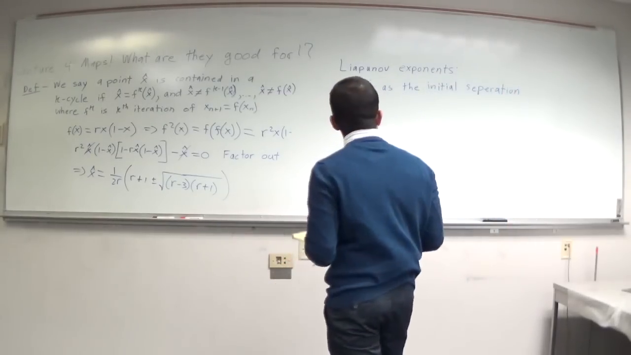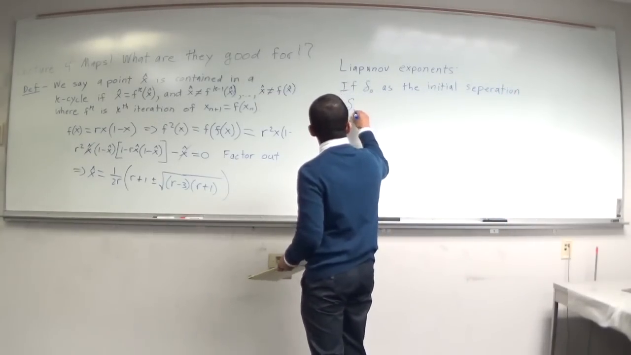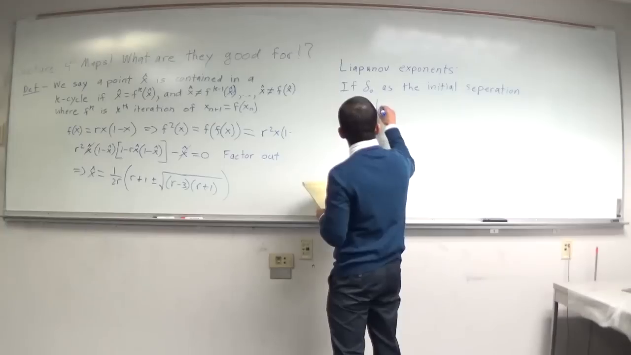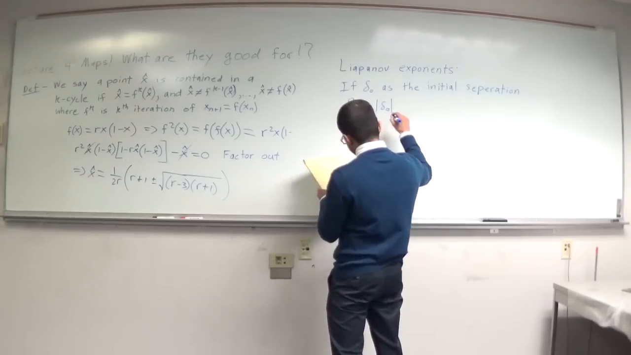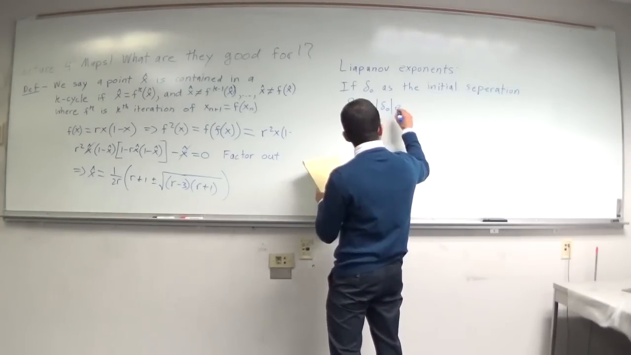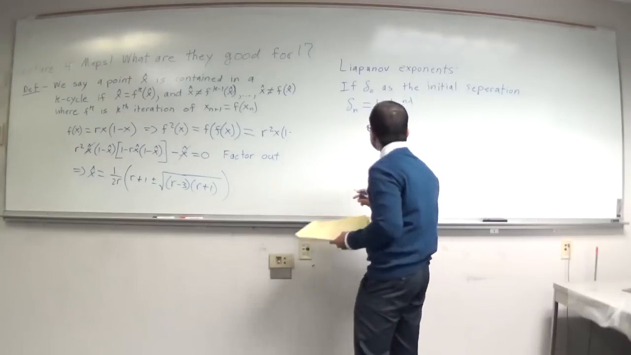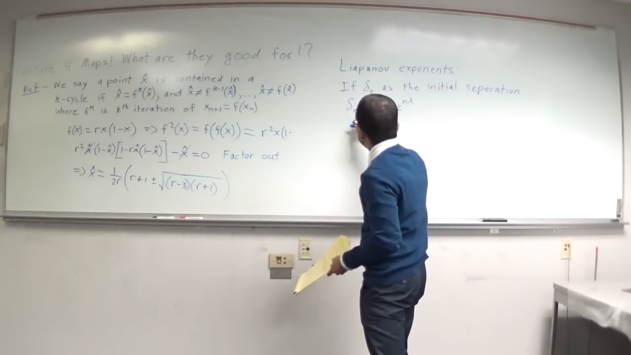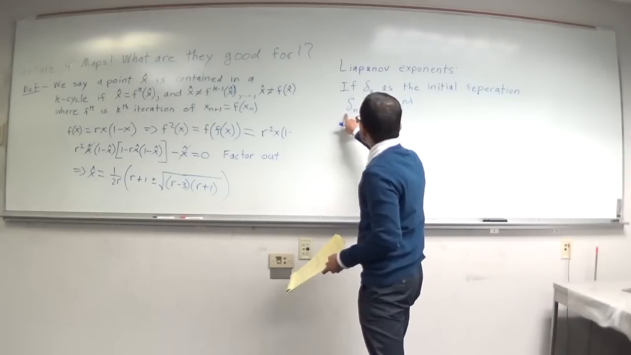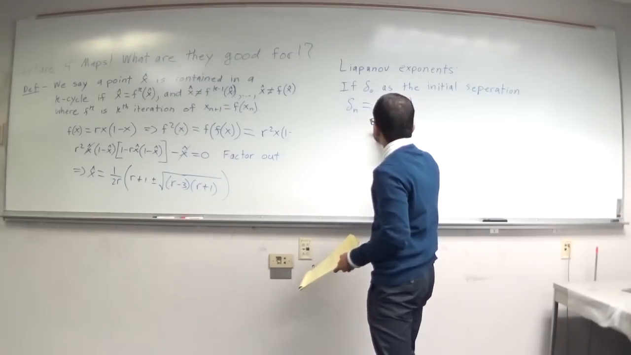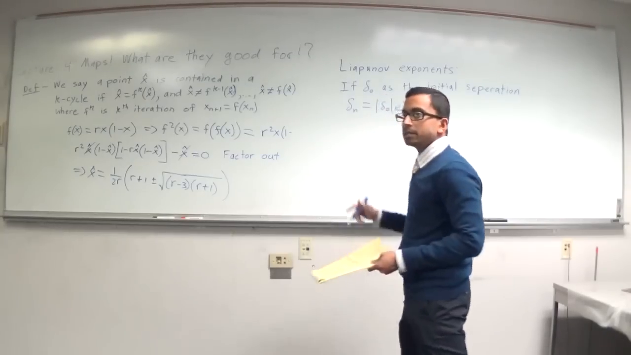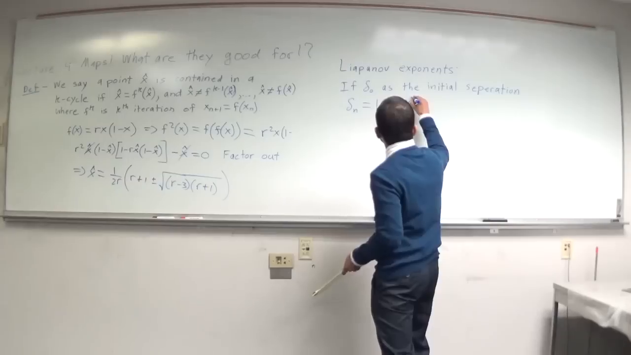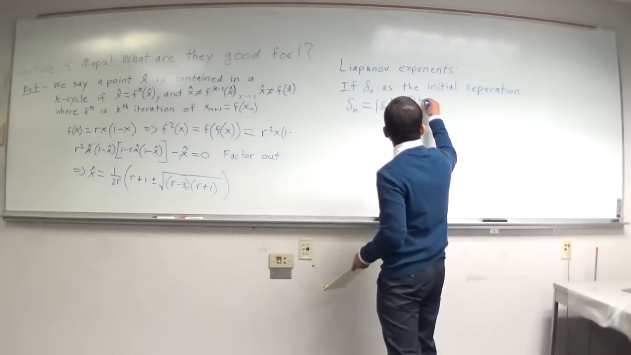Then we know that delta n, the separation after some time, is going to look like this. Strogatz derives everything, and I'm not going to do that here. But say after time n, we get that delta n equals delta naught times e to the n lambda. This is what we call a Lyapunov exponent.